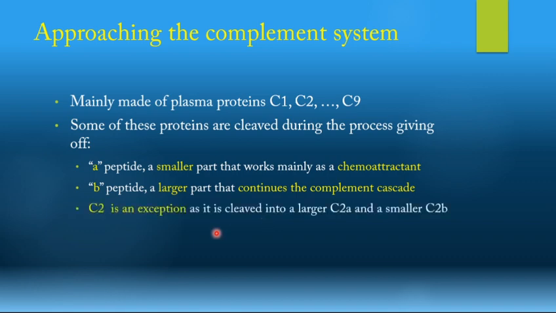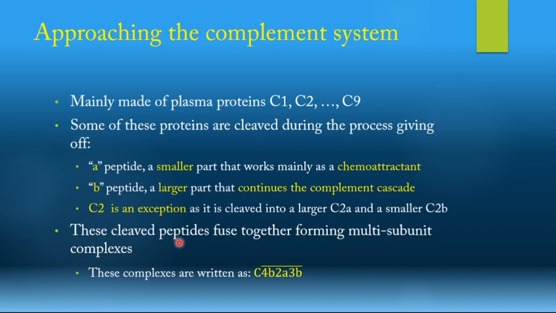The only exception to this rule is the C2 protein, which is cleaved into a larger C2a that is responsible for the complement cascade, and a smaller C2b, which works as a chemoattractant. So C2 is the only exception.